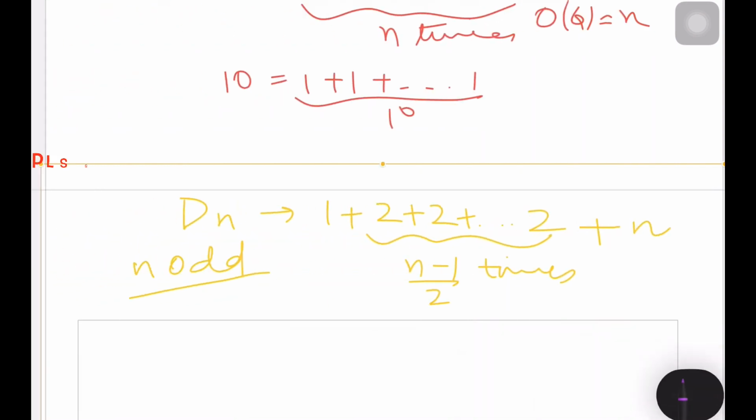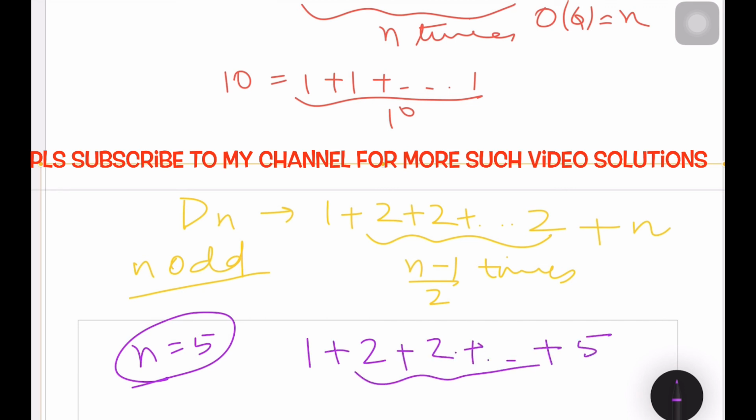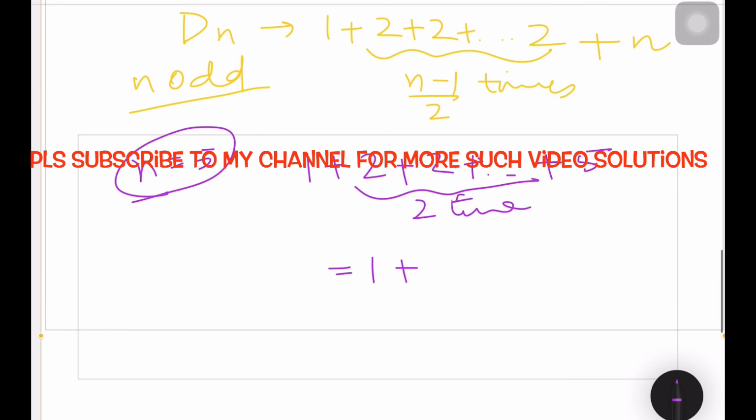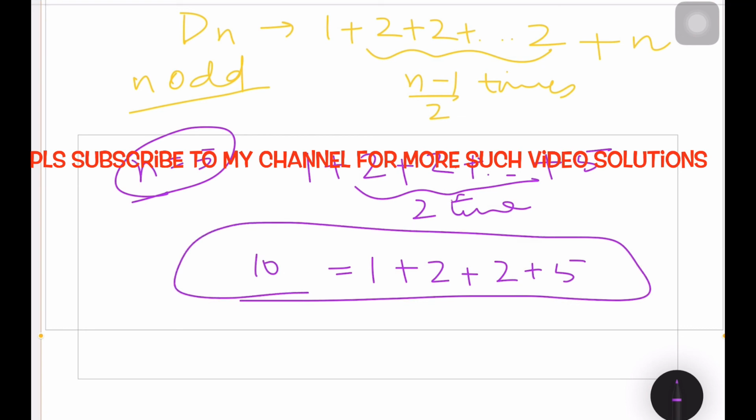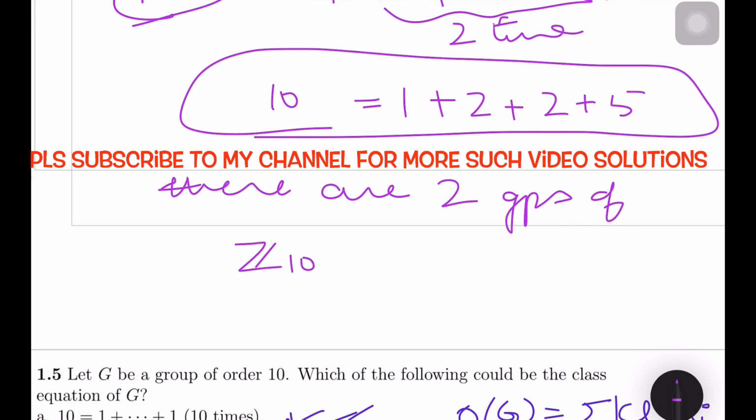For example, here we have that n is 5. Again it is odd, so 1 plus 2 plus 2, how many times? And plus 5, right? So this will come out to be 5 minus 1, that is 4, upon 2. So only 2 times this should come, right? And 1 plus 2 plus 2 plus 5 is my equation of the other group of order 10. And I also said that there are only two groups of order 10, right? One of them is Z10 and the other is D10, of order 10.